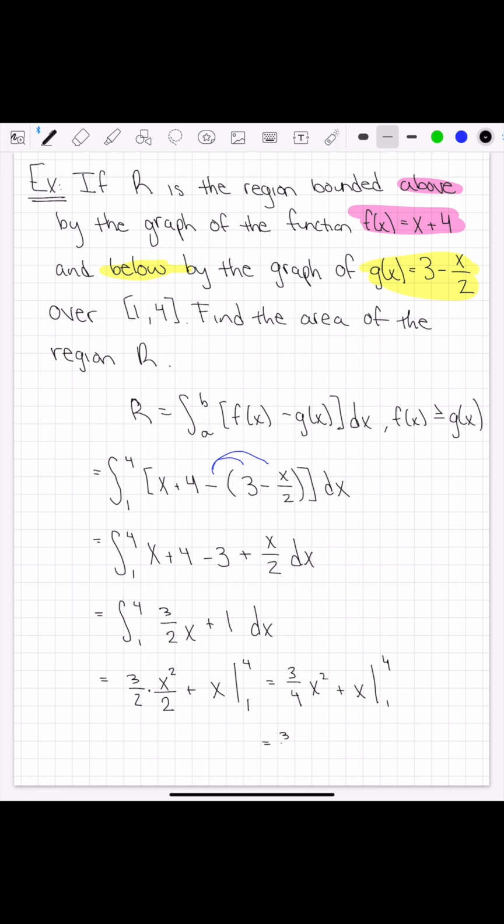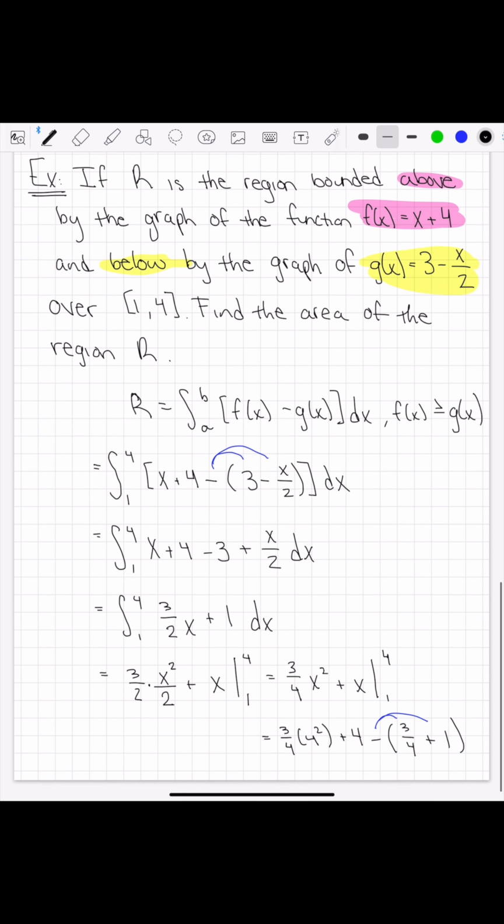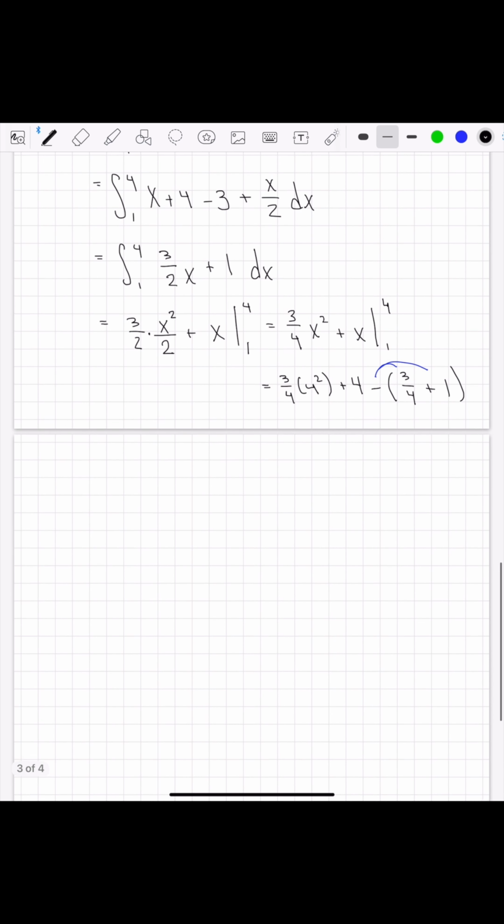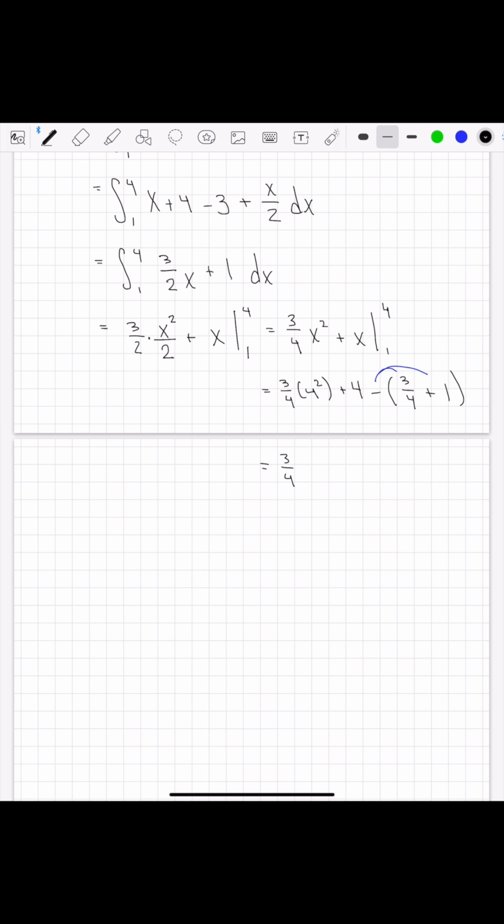So that becomes 3/4 4 squared plus 4, plugging in the top bound, so both terms, and then subtracting, let me plug in the bottom bound, which is 1. So that's going to be 3/4, and 1 squared is 1, so I'm not even going to write that, plus 1. Again, you need to make sure you put it in parentheses so you distribute the negative sign to both terms, or you're going to get the wrong answer. So this becomes 3/4 times 16 plus 4 minus 3/4 plus 1.